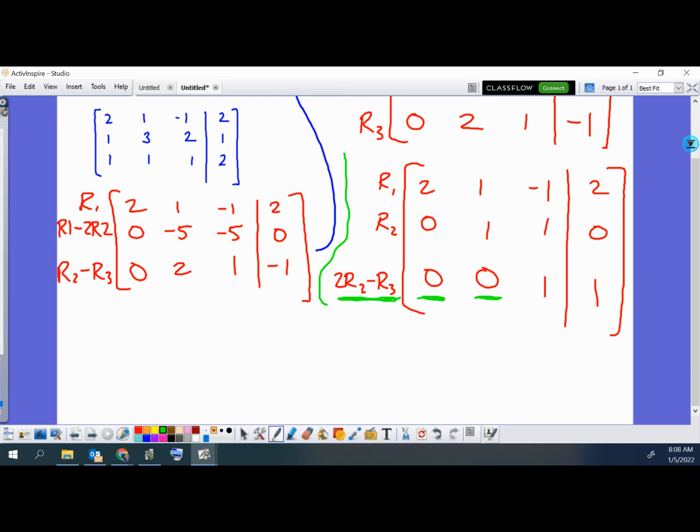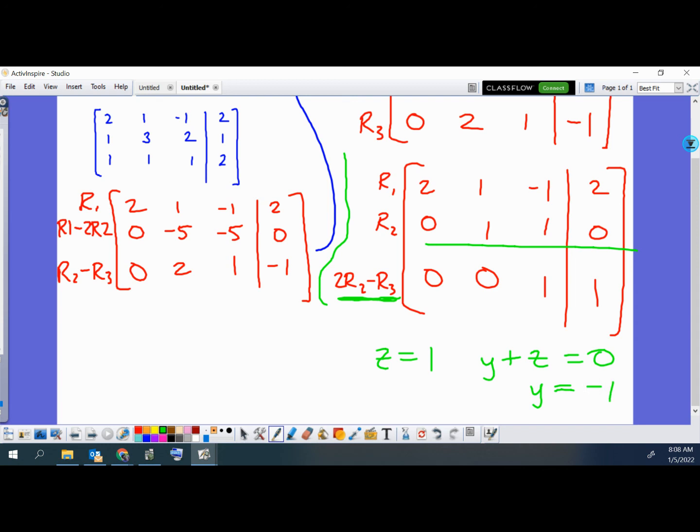Plus 0y, z equals 1. That means z equals 1. Does that make sense, everybody? X plus 0y plus 1z equals 1. That's what that row says. Okay? The next row says 1y plus 1z equals 0. So what's y? Well, yeah, z's 1. You can plug it in. Y must be negative 1.